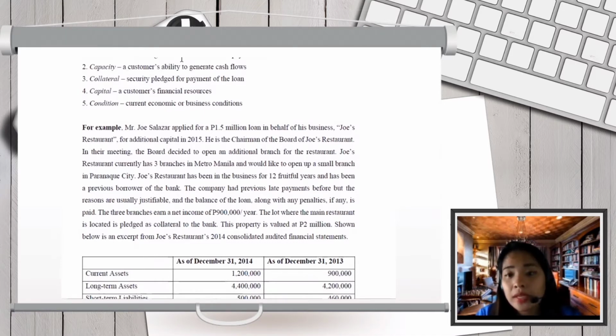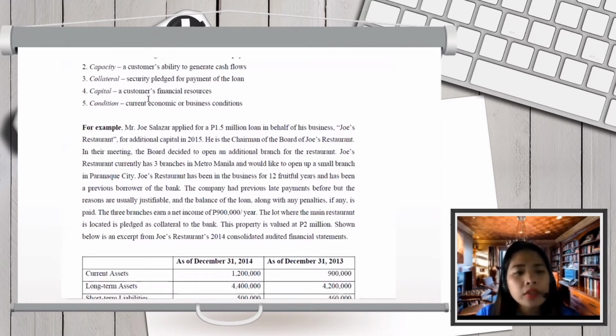Magkano na ba yung sahod niya? Yung payslip niya? Magkano ba yung take-home pay niya? Collateral, security pledge for payment of the loan. Ito yung sinasabi ko kanina, na kapag masyadong malaki yung inuutang nyo, like millions, kailangan may collateral kayo. Bahay, lupa, kotse, building, right?